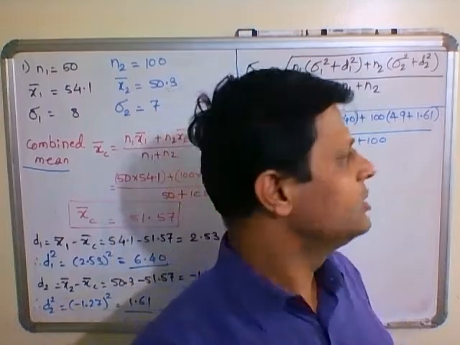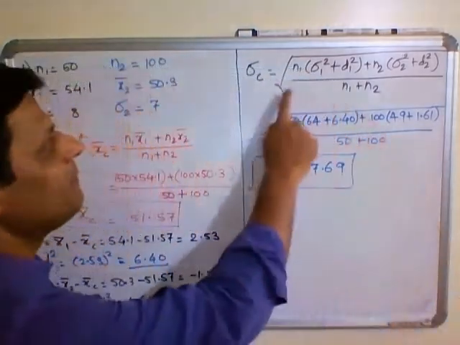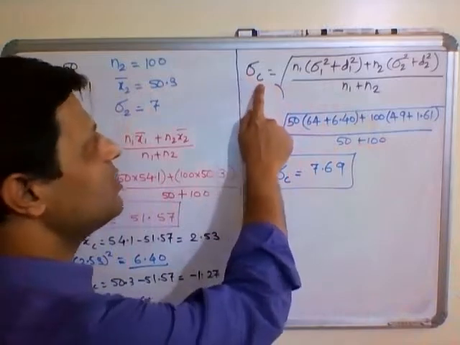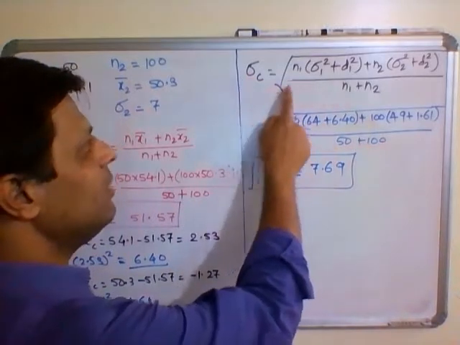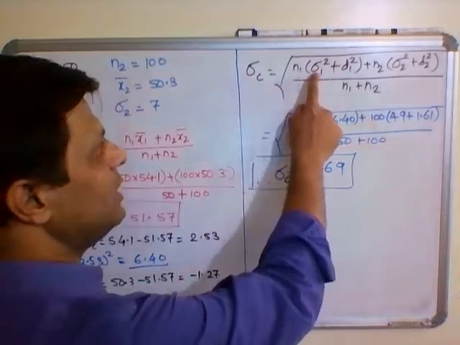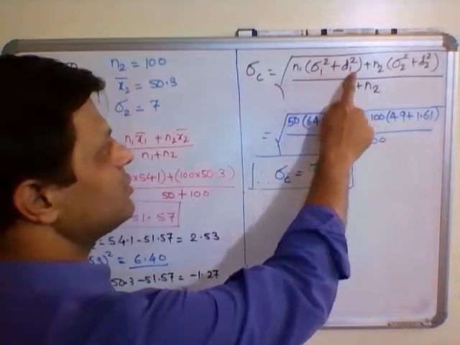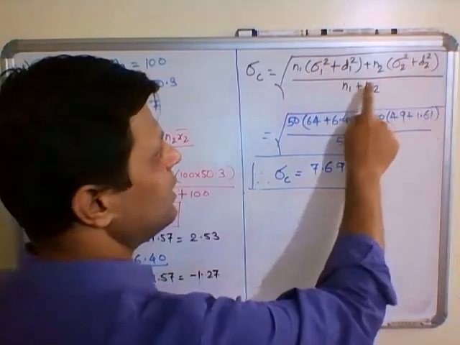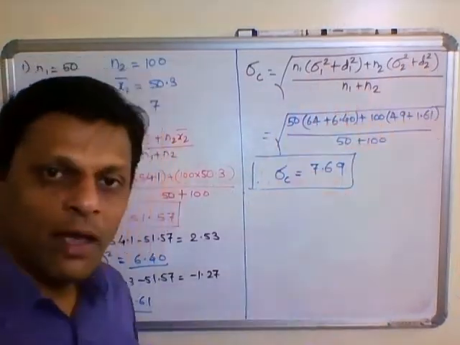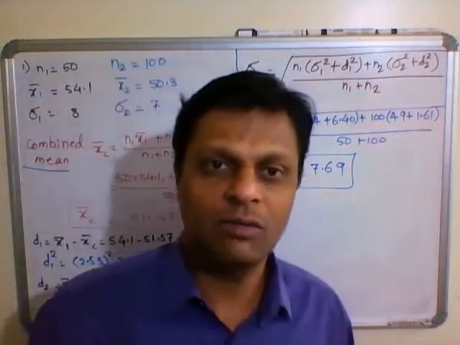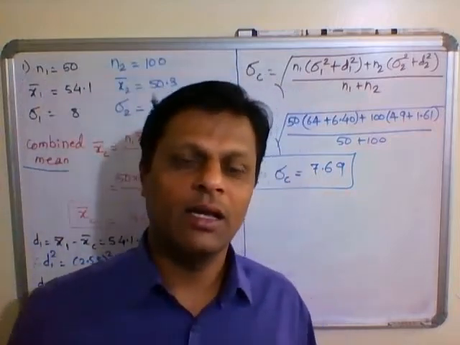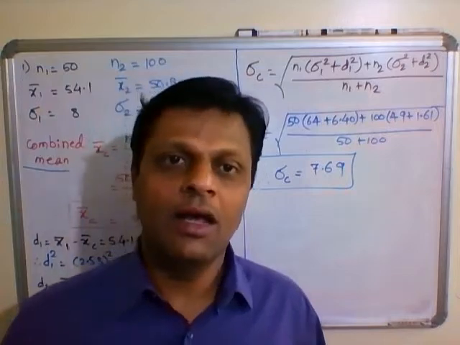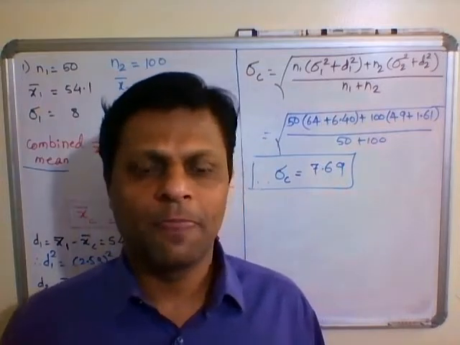So if you can pay attention towards this formula, combined standard deviation, sigma stands for standard deviation, C stands for combined. Formula is available: square root of n1 into bracket sigma 1 square plus d1 square, plus n2 into sigma 2 square plus d2 square, divided by n1 plus n2. Now you will wonder, so what is this sigma 1 square? Sigma is standard deviation, sigma square is variance that we have learned.